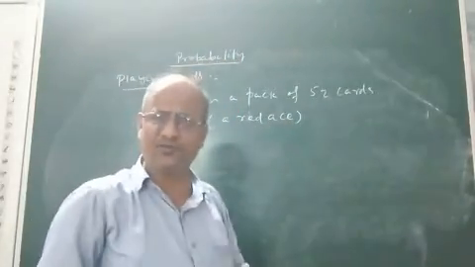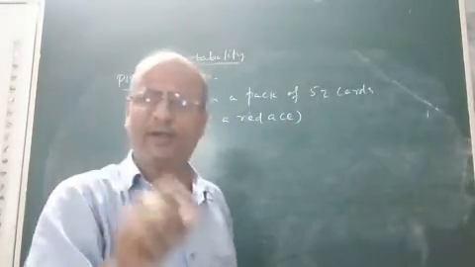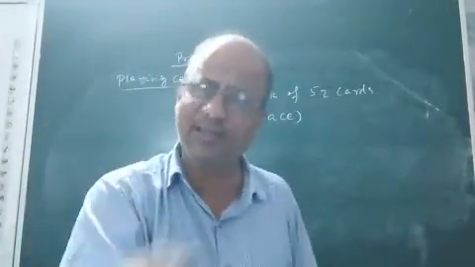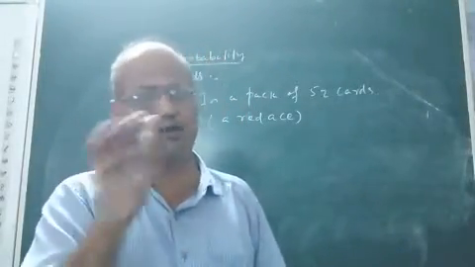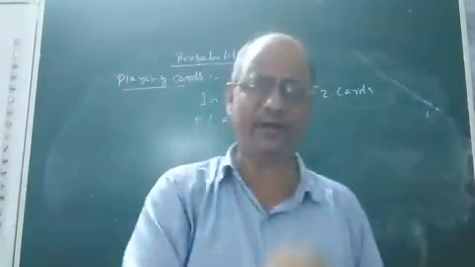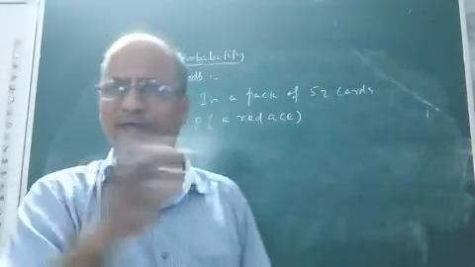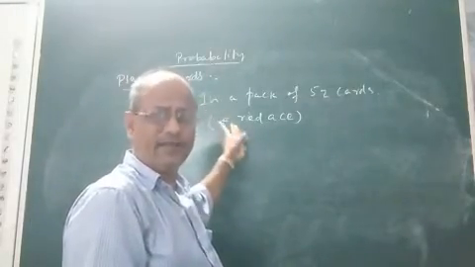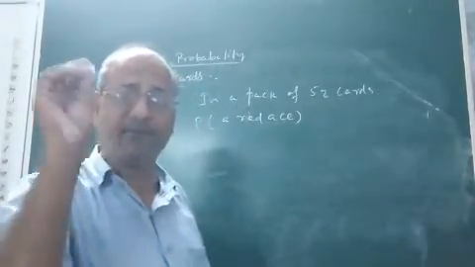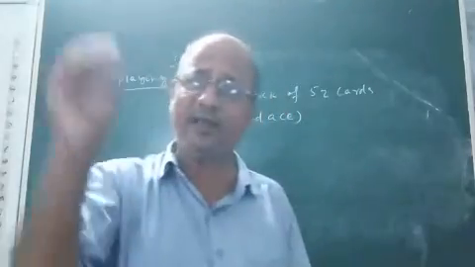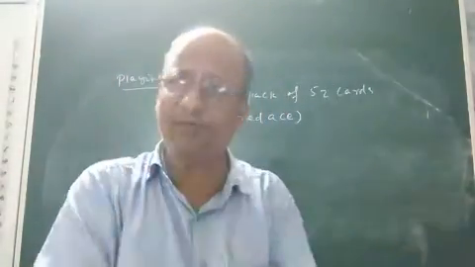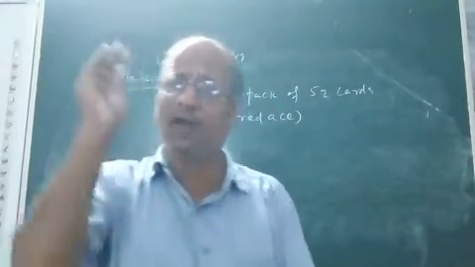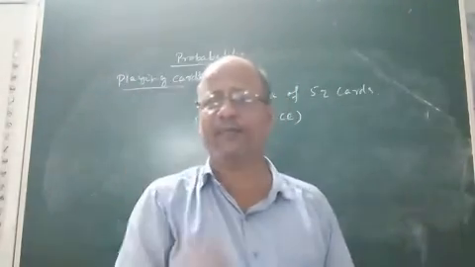Now children, in this particular question, we want to find the probability of getting a red ace. How to get it? First we have to find the number of favorable outcomes. How to get the number of favorable outcomes? We are asked to find the probability of getting a red ace. To get the number of favorable outcomes, first we have to think how many red aces are there in a well shuffled pack of 52 cards. That is the number of favorable outcomes.